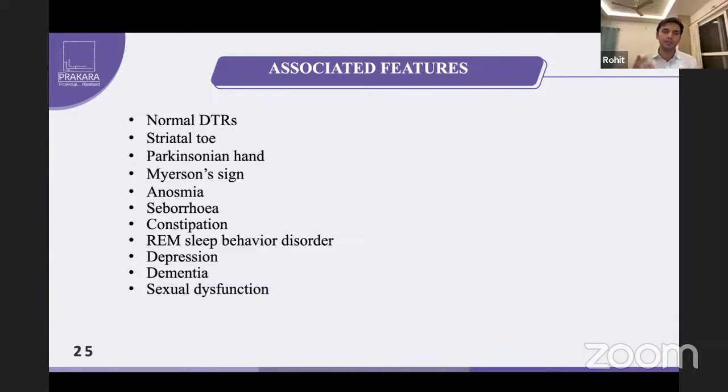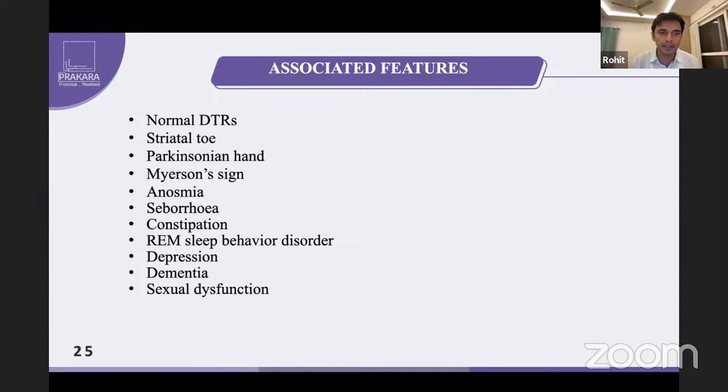Once we have seen the cardinal features, what could be the associated features? There are many associated features. In these patients, when we examine them, their deep tendon reflexes are not impaired; they are preserved till the late stages. They have something called a striatal toe, which is basically a dystonic posture in the toes. Or it could be a Parkinsonian hand. Similar to striatal toe, they can have a striatal hand where the fingers are flexed and there is increased tone, and the patient assumes a posture similar to this.